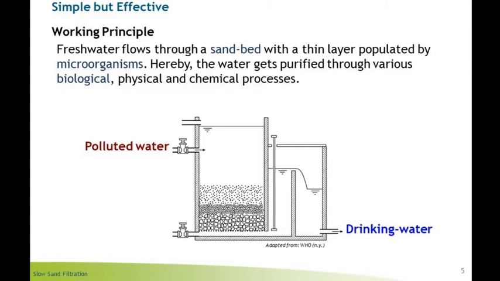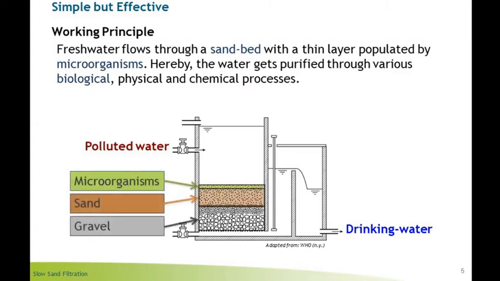So how does it work? That is the working principle. The fresh water flows through the sand bed with a thin layer populated by microorganisms, and the water gets purified through various biological, physical and chemical processes. We already discussed what exactly happens. You can see the green layer showing the microorganisms, the red color showing the sand, and at the bottom the coarse gravel, and over that coarse gravel the medium or fine gravel, and above that the sand is supported.